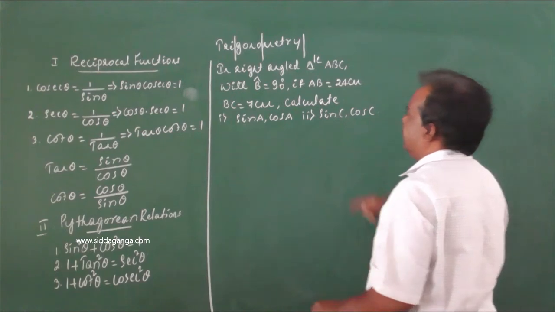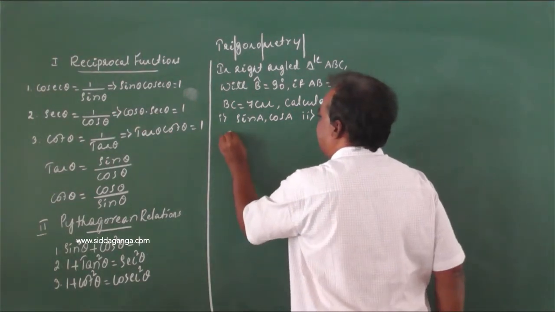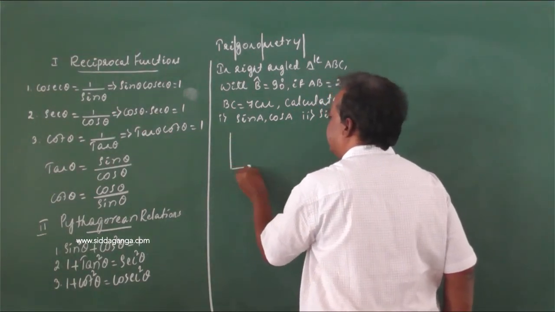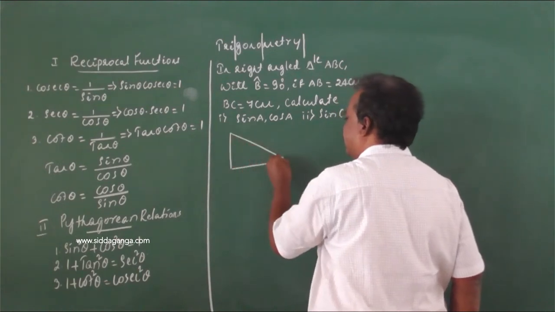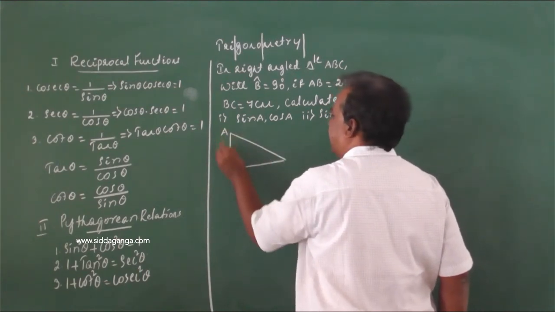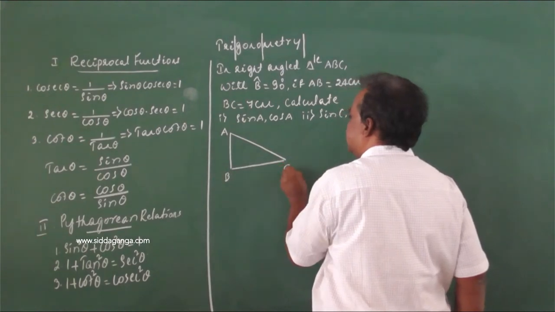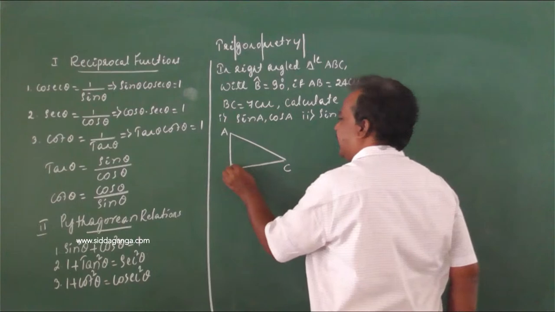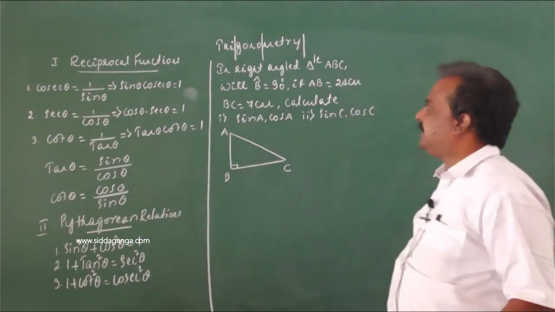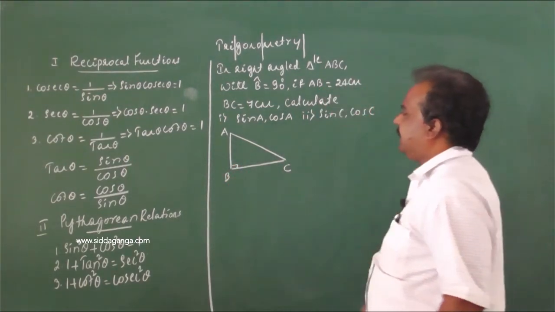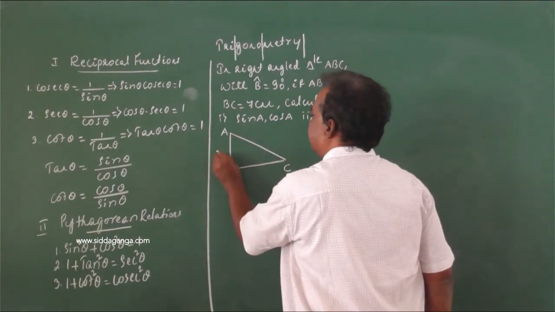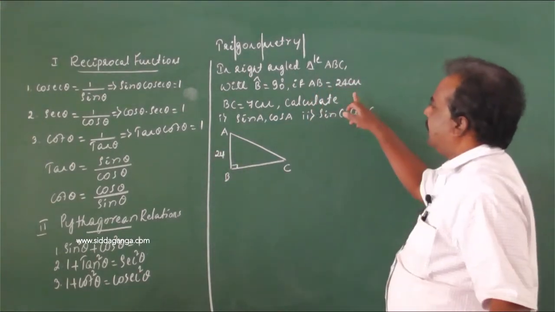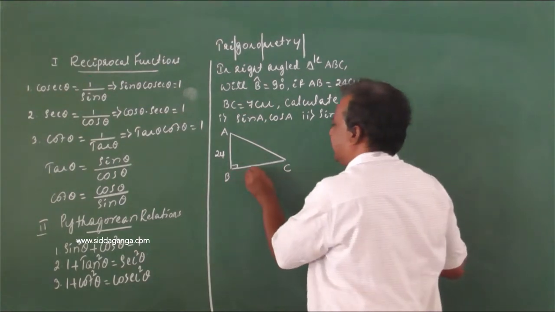So look at this problem. First, you have to write the right angled triangle. This is A, this is B, this is C. Because right angled at B, so angle B is equal to 90 degree. What is AB? 24 centimeter. And what is BC? 7 centimeter.